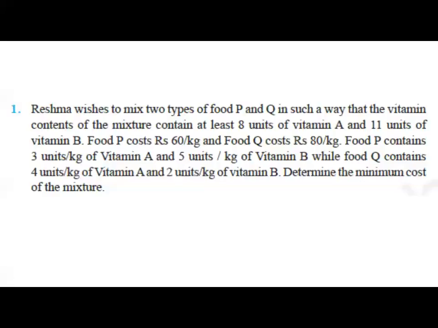What is the objective function here? The total cost. Food P is 60, so 60 into x1. Food Q costs 80, so 80 into x2. So we're minimizing total cost, which is 60 x1 plus 80 x2.